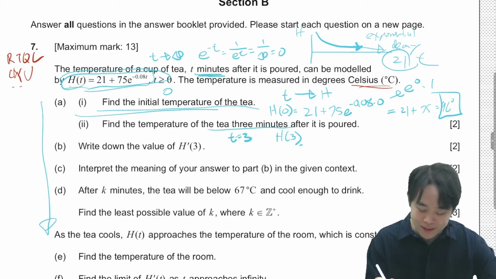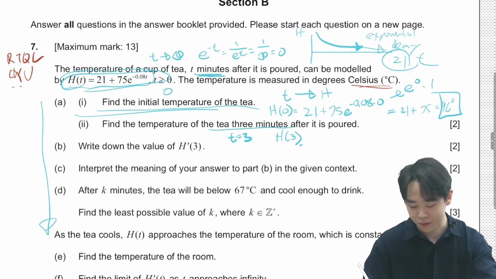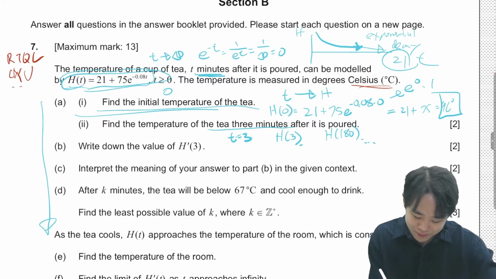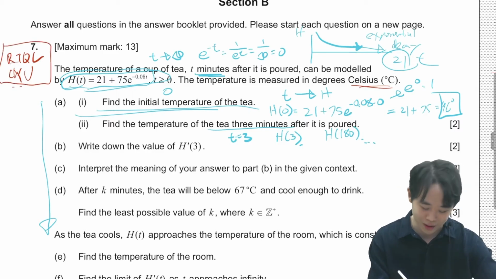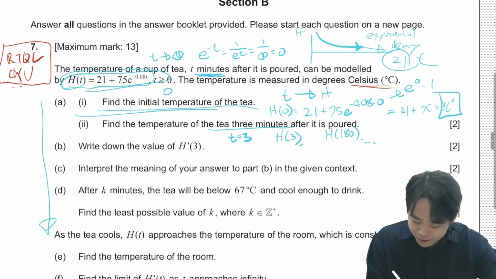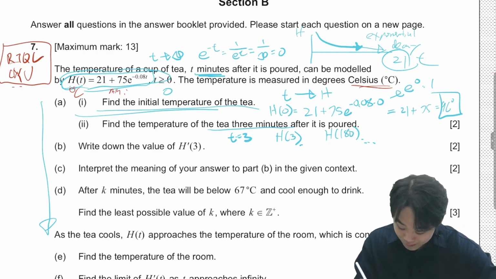If this was in seconds, then 3 minutes would be 180 seconds, so we might have had to do something like H(180), right? But that's not the case here. So I just want to emphasize 2 points. Read the question carefully, RTQC, and check your units, CYU, right? Because we know that our units are in degrees Celsius for H and minutes for time. So we can just plug in 3 for t.